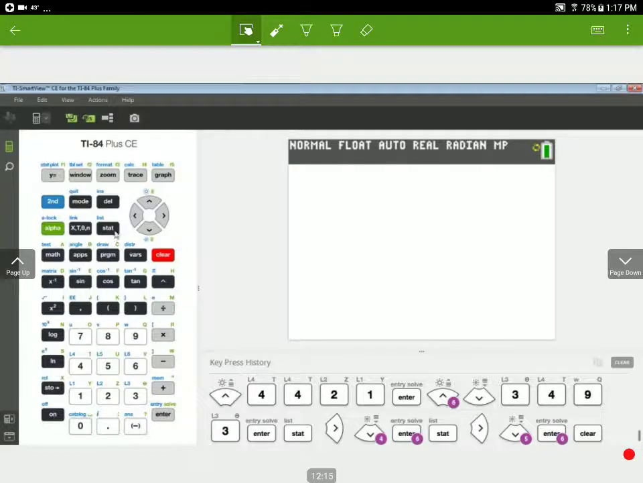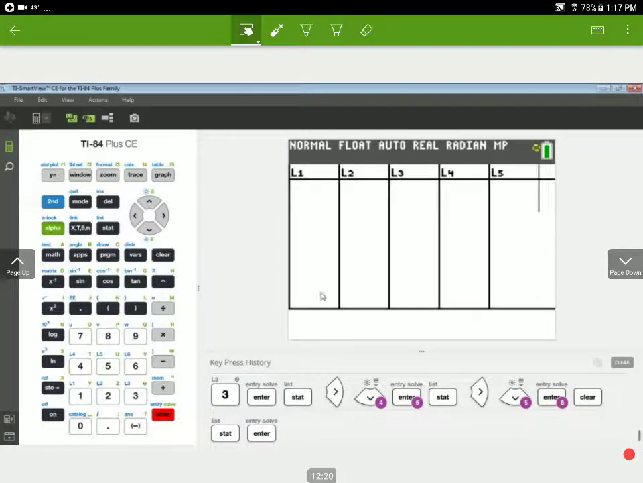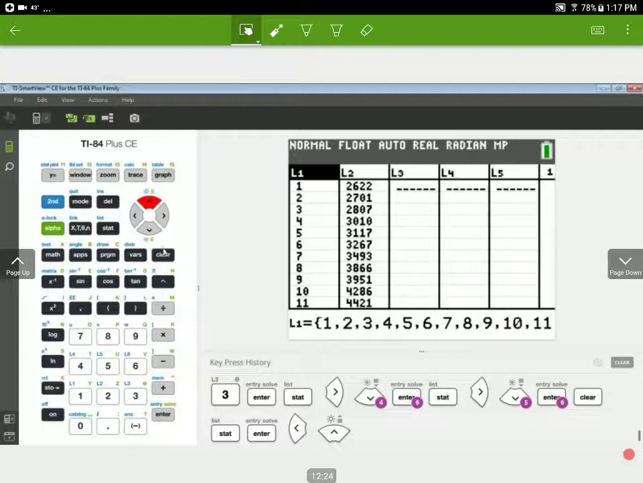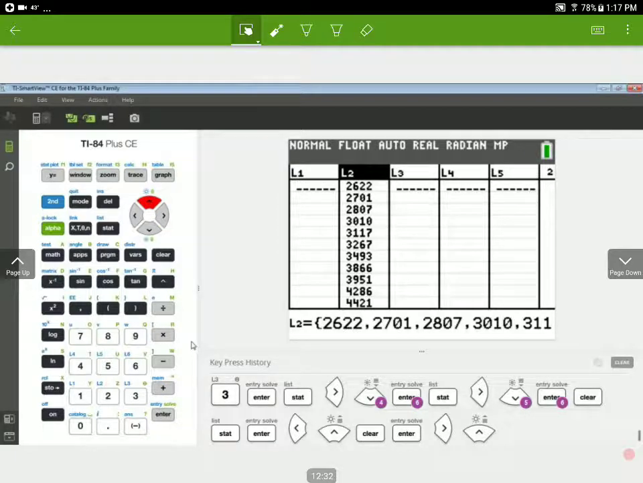Clear. All right, so stat. Let's go to the stat function. We'll go to stat, edit. If you have stuff in there, highlight, like L1, highlight it and press clear. Enter. Do not press delete. Press clear. If you hit delete, the entire list, including L1, goes away.